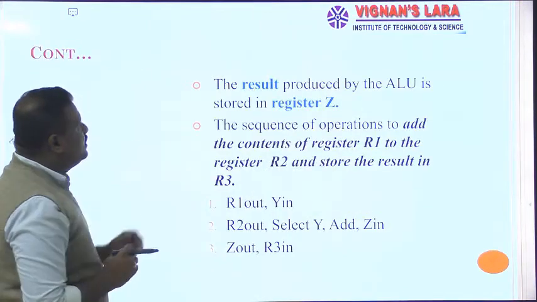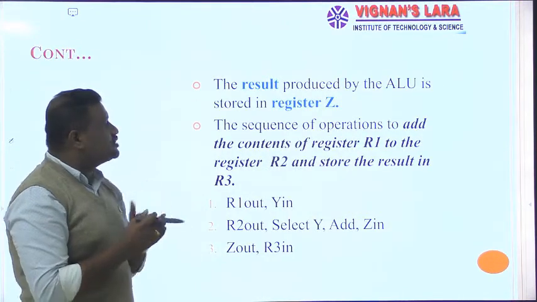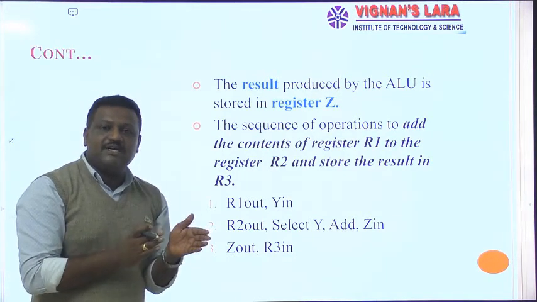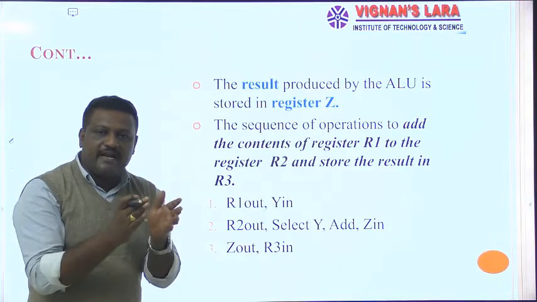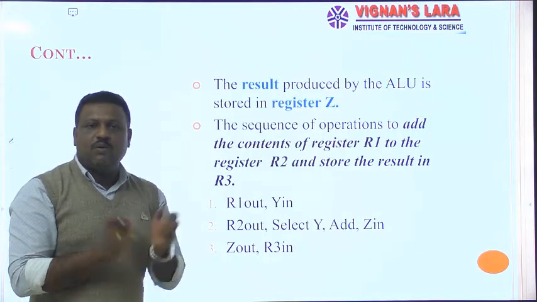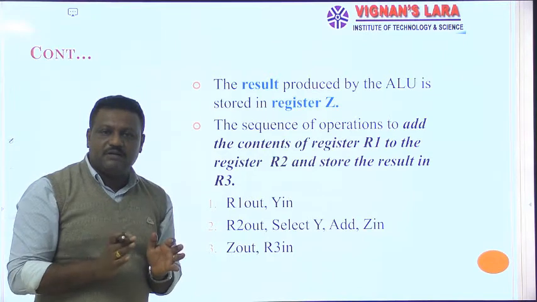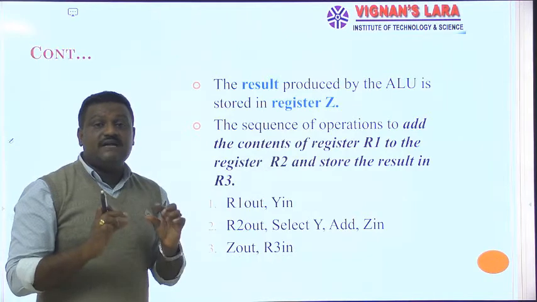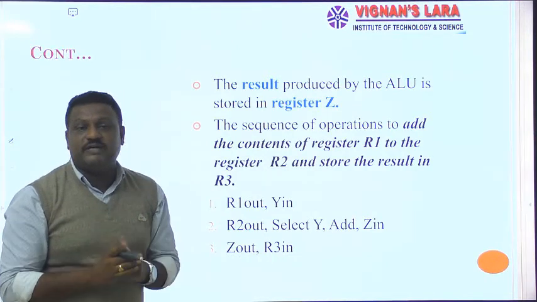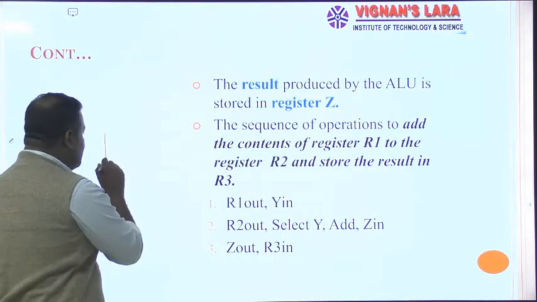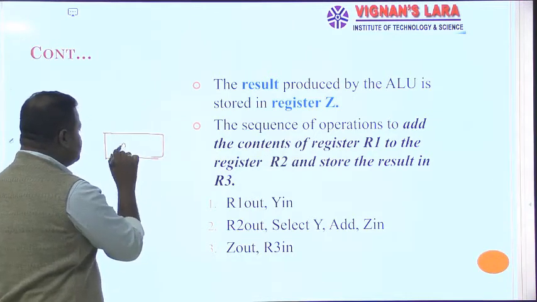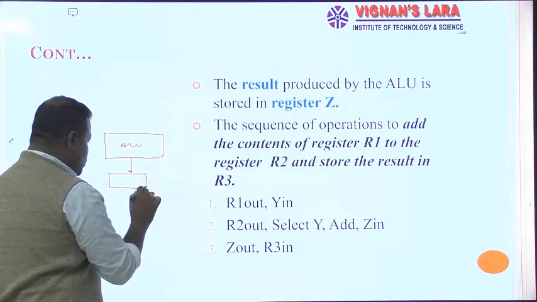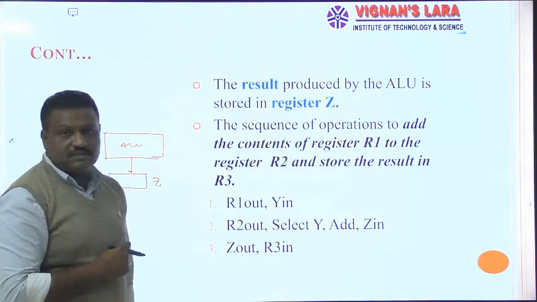The result produced by the ALU is stored in a register. That means, after performing either an arithmetic operation or a logical operation on inputs A and B, whatever result is produced at the output simply goes to another register, that is Z. That means the Z register is placed at the output side of the ALU. It is like this. This is my ALU. The output of the ALU goes to a register called Z. That's the meaning of this.